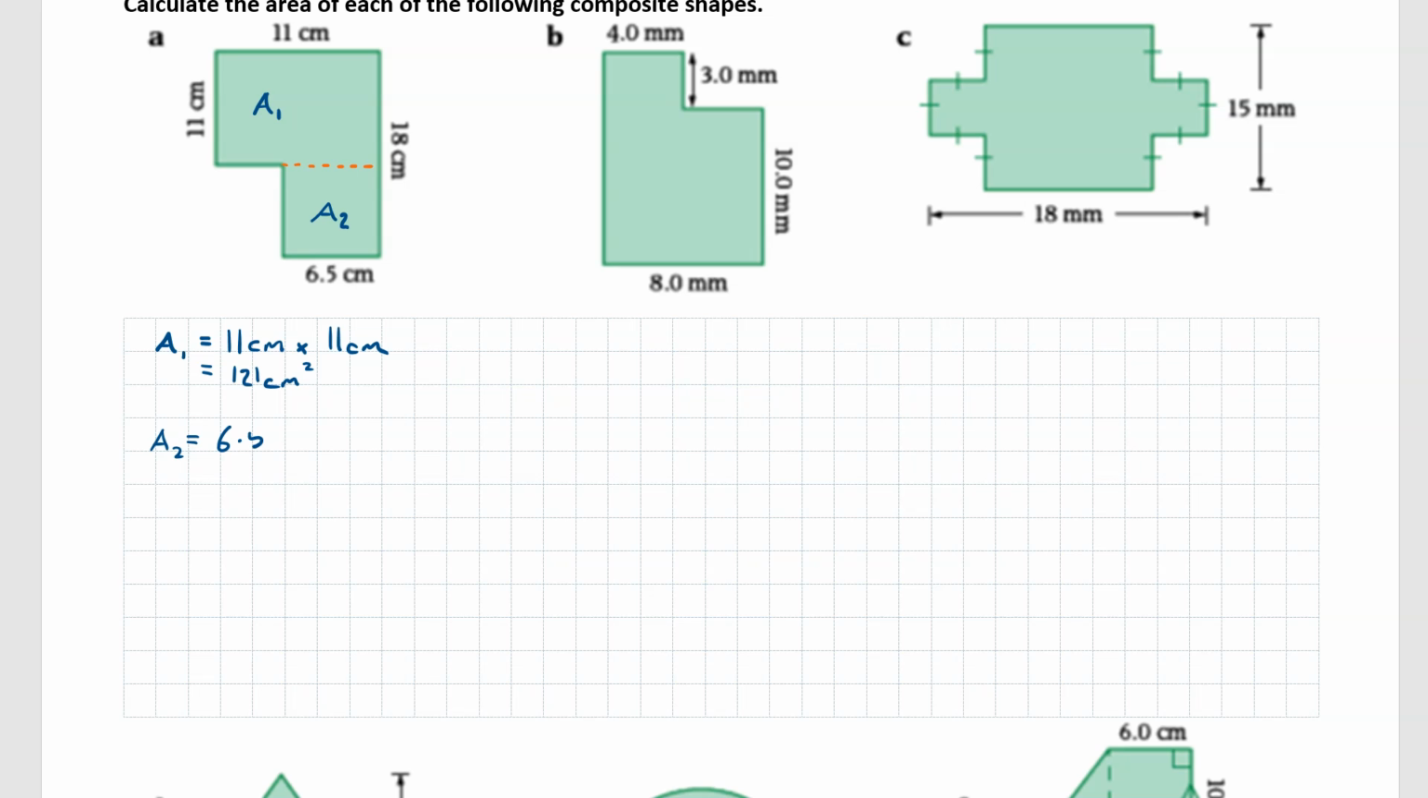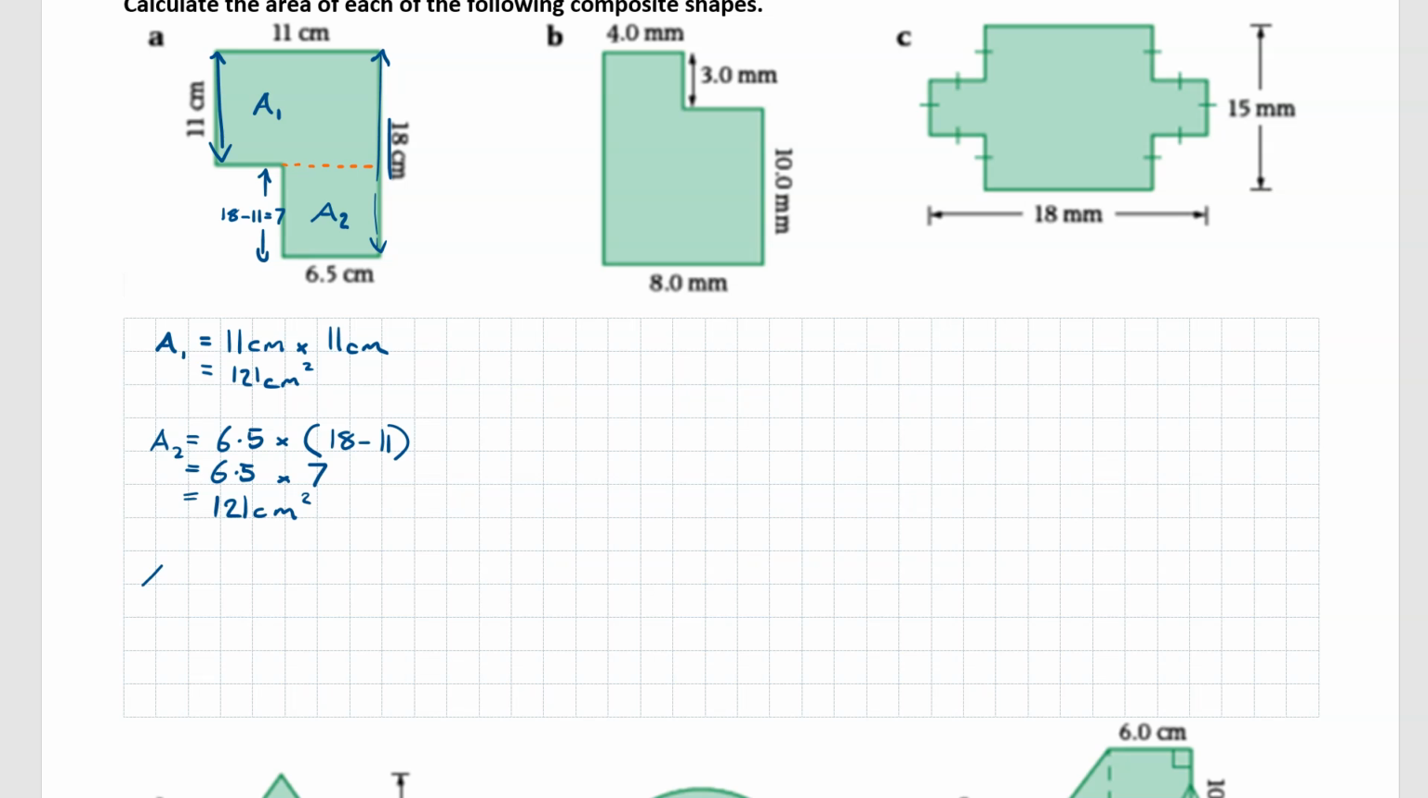So 6.5 times 18 take 11. And why is it 18 take 11? Well, have a look. The length of this total side here, that's 18, and the length of this side here is 11. So we're going to go 18 take 11, and that should be 7. Alright, so 6.5 times 7, and then putting that in my calculator, it'll come out to be 121 centimeters squared.